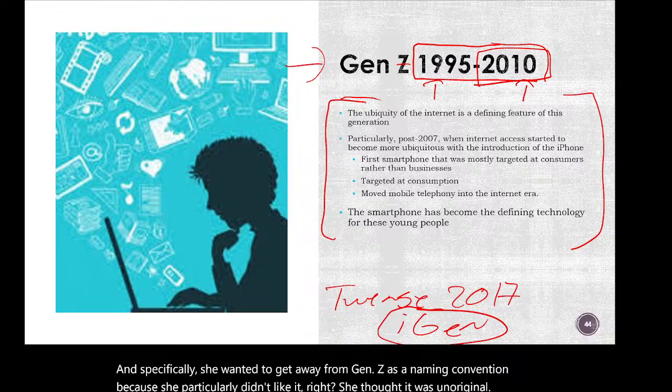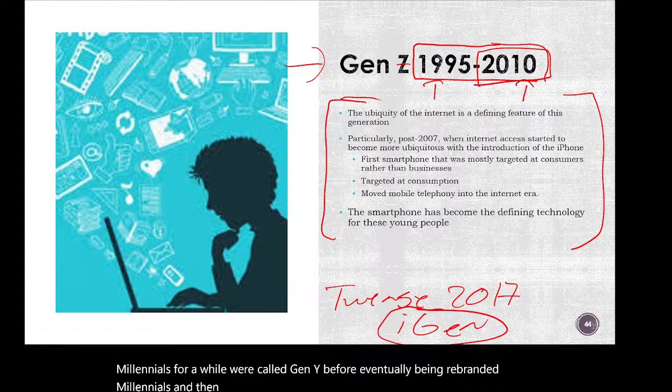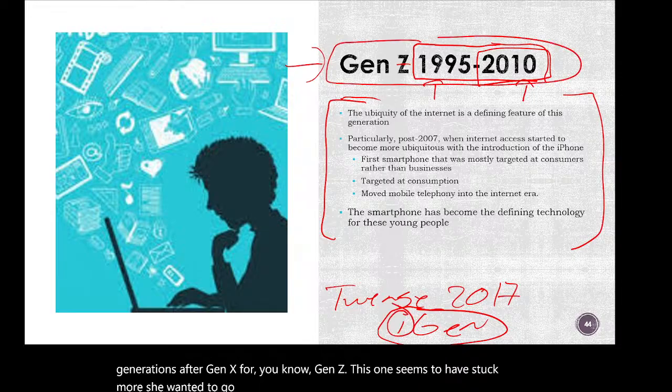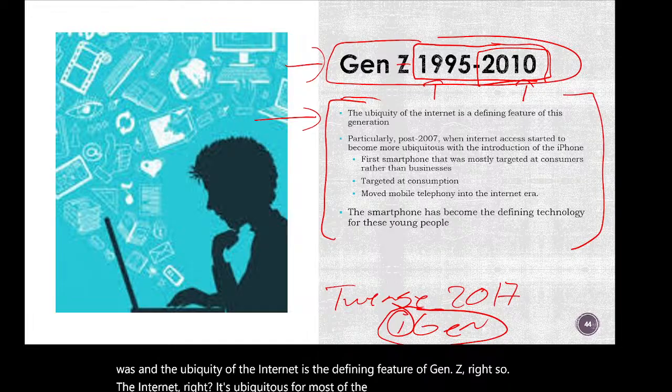Millennials for a while were called Gen Y before eventually being rebranded millennials. And then they just kind of went with Gen Z, so two generations after Gen X for Gen Z. This one seems to have stuck more. She wanted to go with iGen specifically because she thought the ubiquity of the internet is the defining feature of Gen Z, right? So the internet, right? It's ubiquitous for most of the lives of Gen Z, particularly post 2007, right?